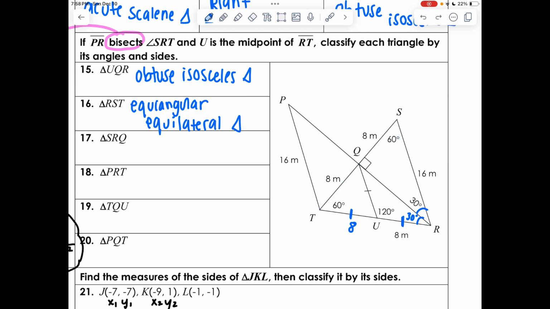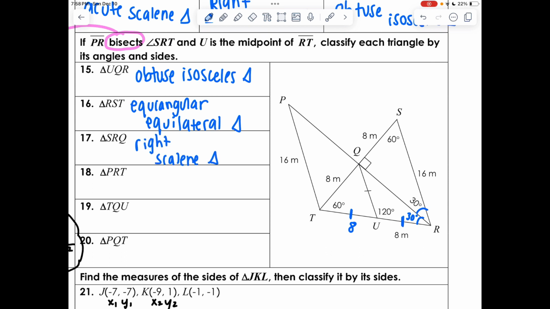Okay, SRQ. SRQ is right, and none of the sides are the same because we don't know what this line is here. It doesn't tell us. So that automatically means we don't know enough information. So we're just going to say right scalene.